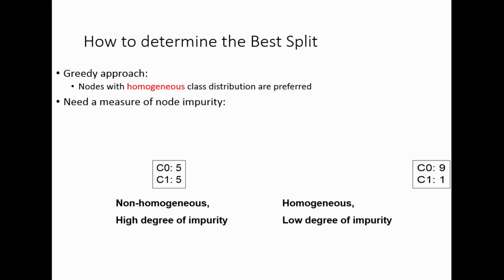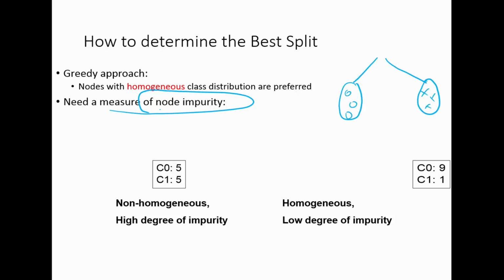How to determine the best split? The idea is that nodes with homogeneous class distribution are preferred. So all we need is a measure of node impurity. There should be maximum distance between different nodes and minimum distance within the node. So within the node there should be minimum distance, whereas between the nodes there should be maximum distance. So we need to compute the node impurity to be able to find that.